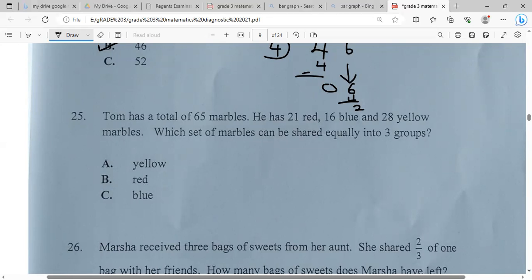Tom has a total of 65 marbles. He has 21 red, 16 blue, and 28 yellow marbles. Which set of marbles can be shared equally into 3 groups? Okay, so 21 can be divided by 3, but 16 cannot be divided by 3 without leaving a remainder, so it would be blue. Good thing I never started writing, because I didn't need to.